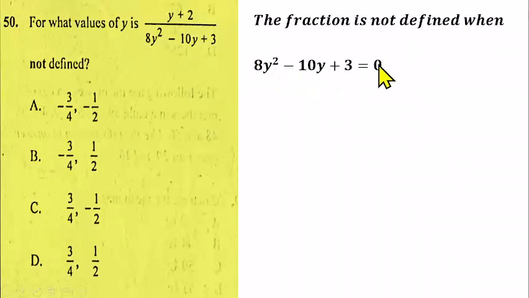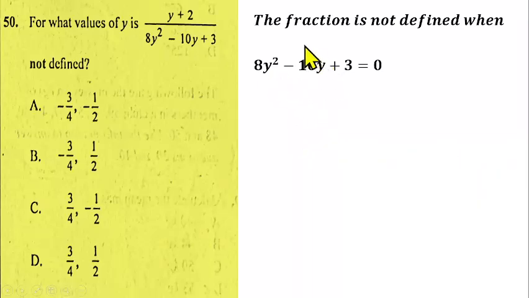So the denominator is equal to 0, and you can see that we are having a quadratic equation to solve here. You can use any method, but we can solve this by factorization. 8 multiplied by 3 gives us 24. So two factors of 24 that multiply to give 24 and add together to give minus 10 are minus 6 and minus 4. Minus 6 times minus 4 gives us 24, and minus 6 plus minus 4 gives us minus 10.